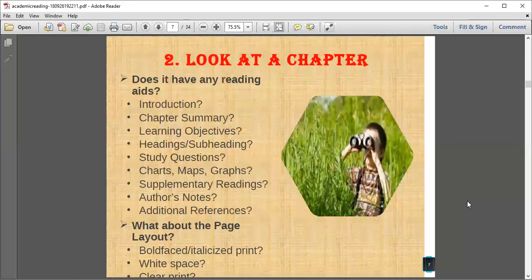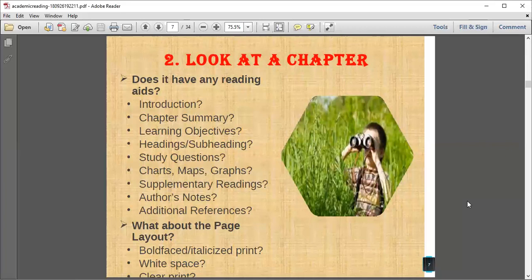Then you have to look at a chapter. You have to look for any reading aids in it. For example, the introduction, chapter summary, learning objectives, headings or subheadings, study questions, charts, maps, graphs, supplementary readings, author's notes, additional references.